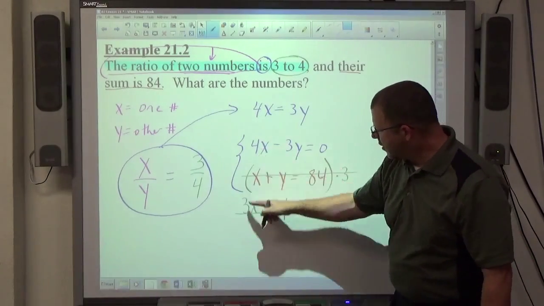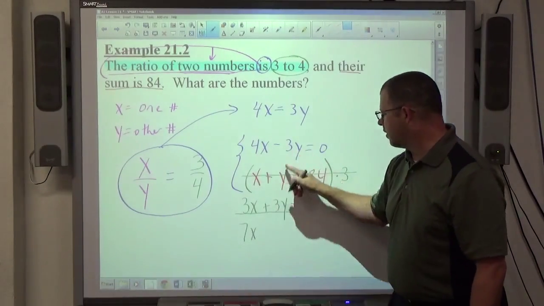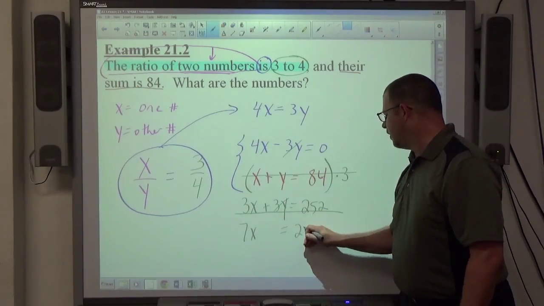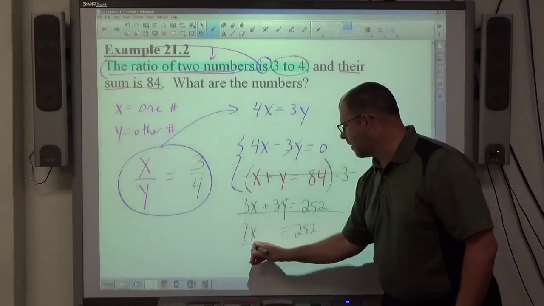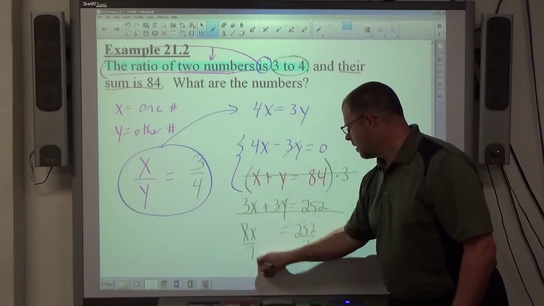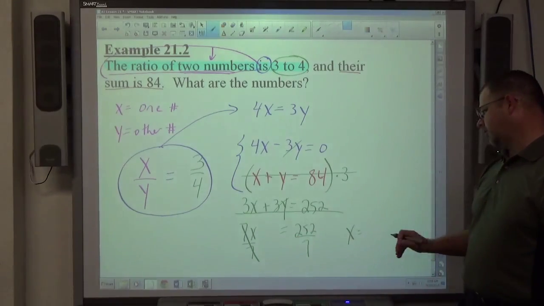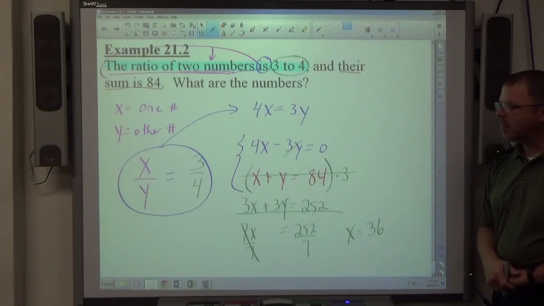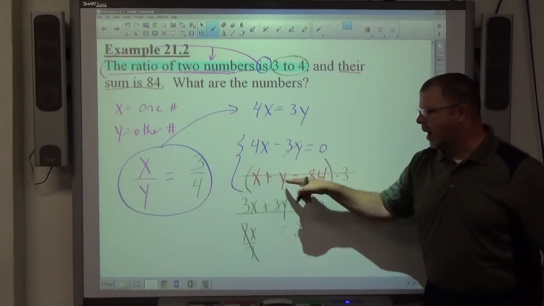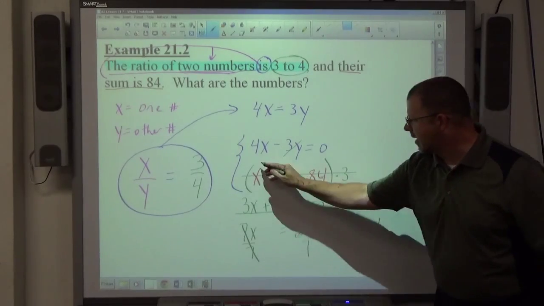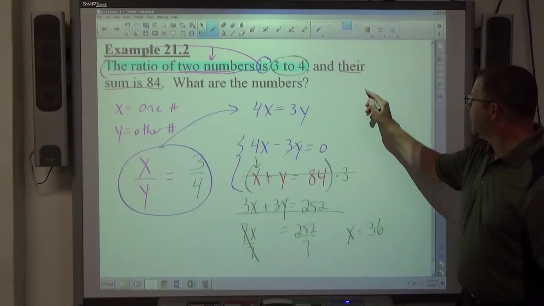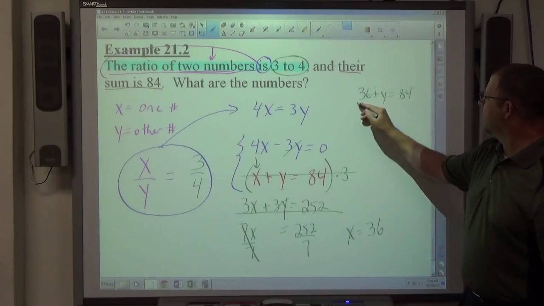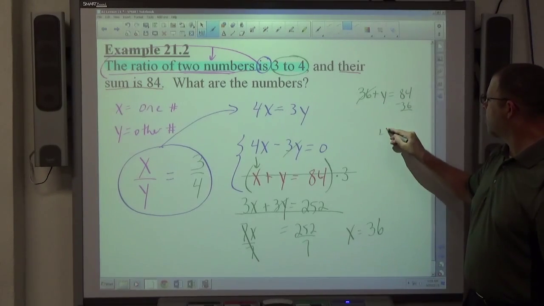So 4x and 3x make 7x. Negative 3y plus 3y cancel. 0 plus 252 is 252. Divide both sides by 7. And we get x equals, let's see, 36. We know from the red equation that x and y add up to 84. So if x is 36, I'm going to get 36 plus y equals 84, which gets me y equals 48.